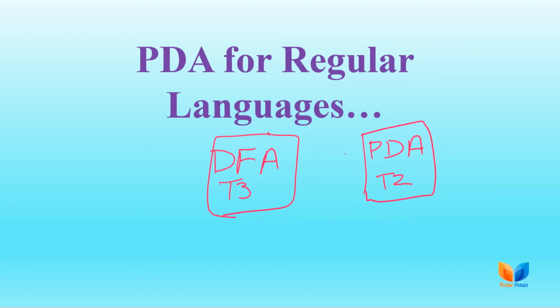So we can say that as DFAs or type 3 is a subset of type 2, so whatever is accepted by type 3 is also acceptable by the PDA, but the reverse is not true, meaning a DFA cannot accept the context free languages, but PDAs can accept regular languages or regular expressions.